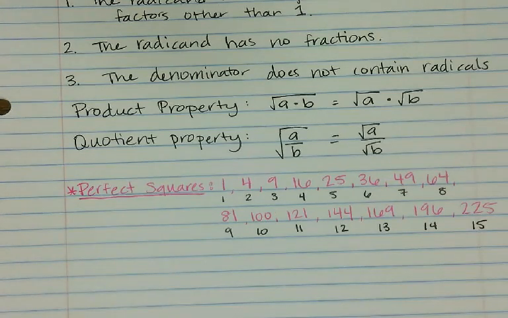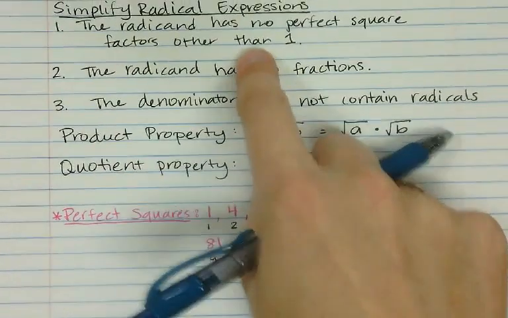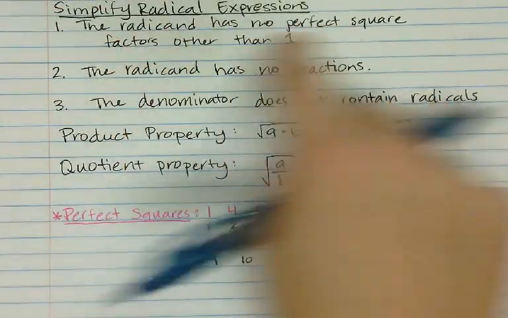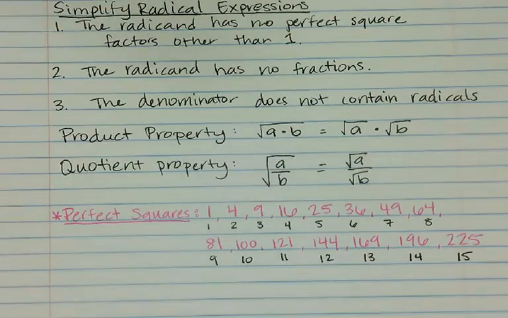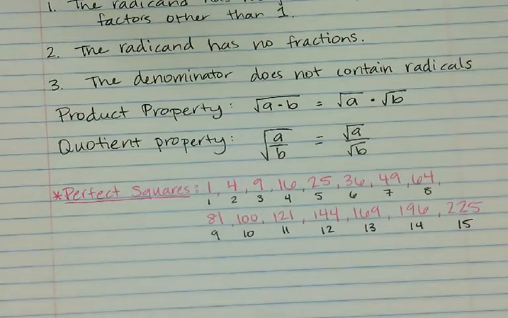Okay? So I'm giving you the information that you need for the very next problem. Because you need to know your perfect squares in order to be able to simplify radicals. Because, look back up here. A radicand has no perfect square factors other than 1. So we're going to have to identify factors here. Okay? So here we go, guys.